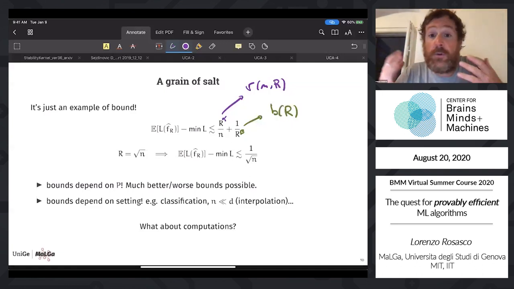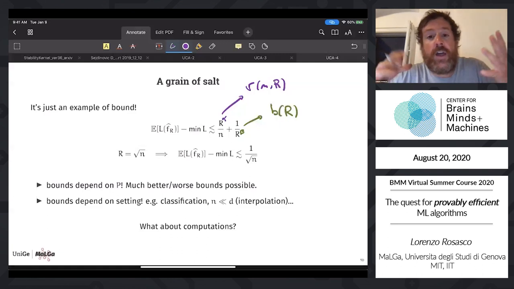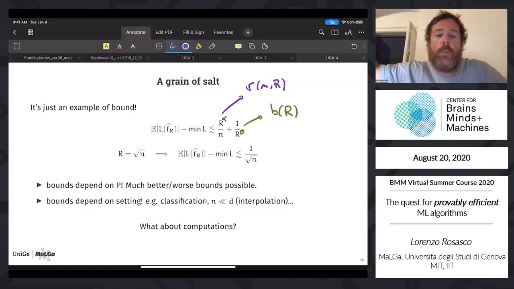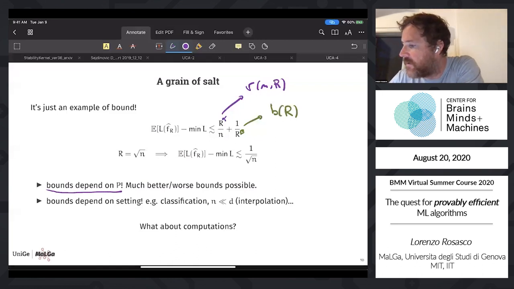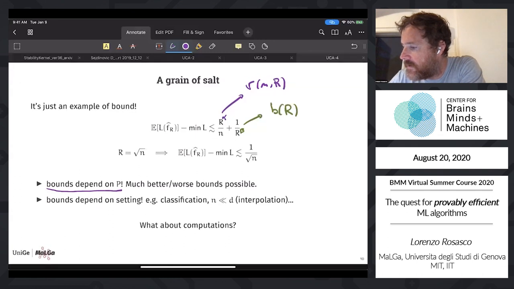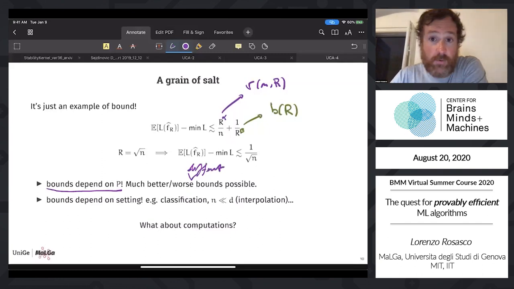For example, there is no reason to believe that they will both have, say, polynomial behavior, okay? You could have one of the two terms dominate the other. So I will stick to the simple bound that I showed before, but you should remember that the bounds depend on P, and so much better, worse, or even just different bounds are possible, okay?